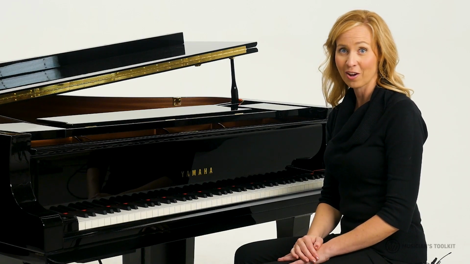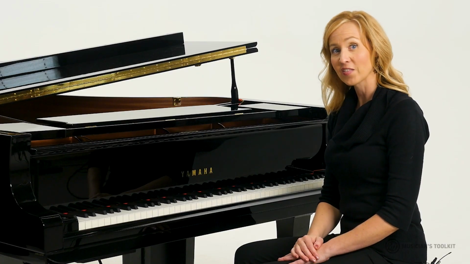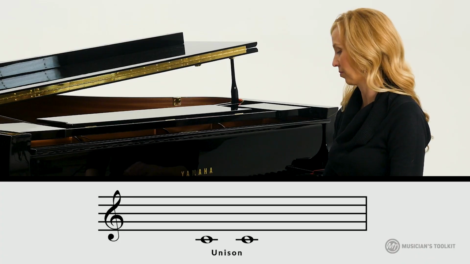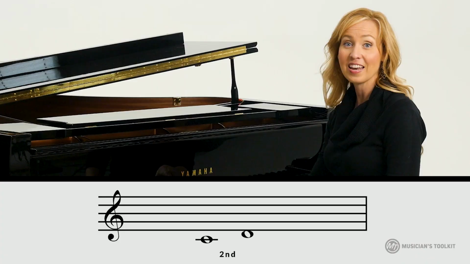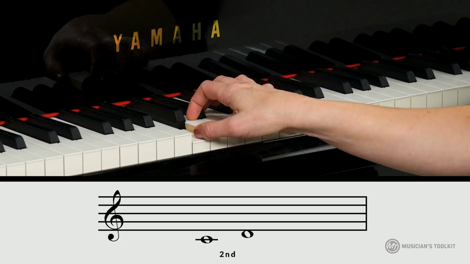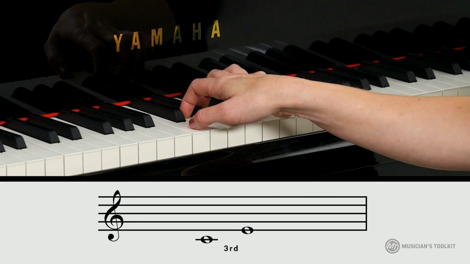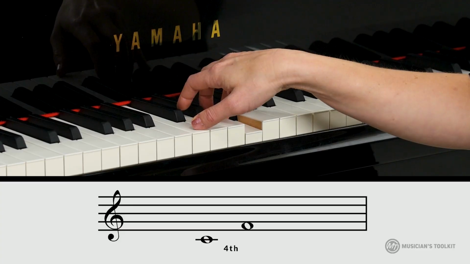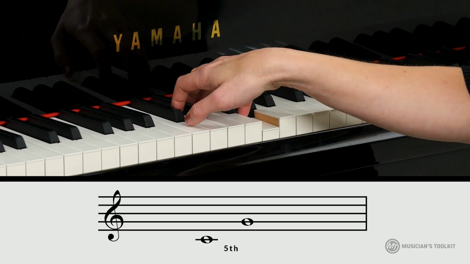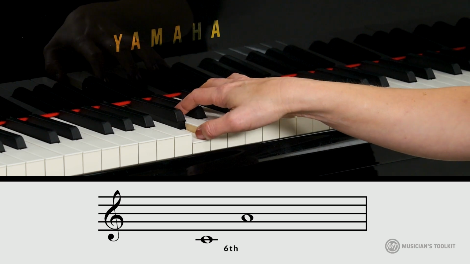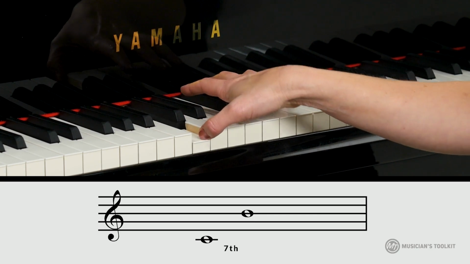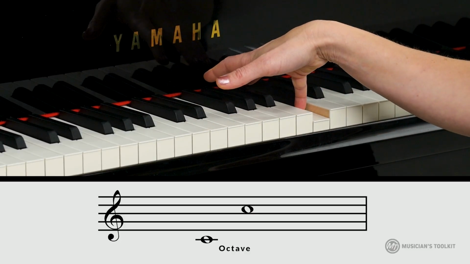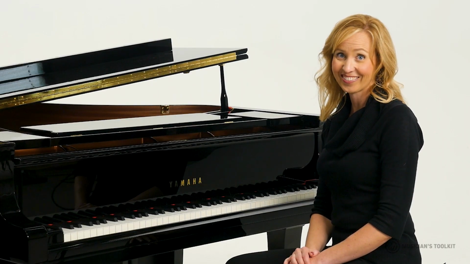Intervals are the distance between notes in music. There are 8 main classifications of intervals. When you have 2 notes that are the same pitch, we call that a unison. The next interval would be a second, followed by a third, a fourth, a fifth, a sixth, a seventh, and lastly, an octave. These are intervals in music.